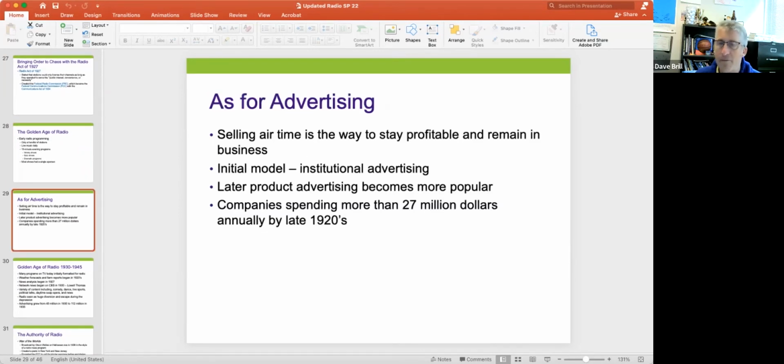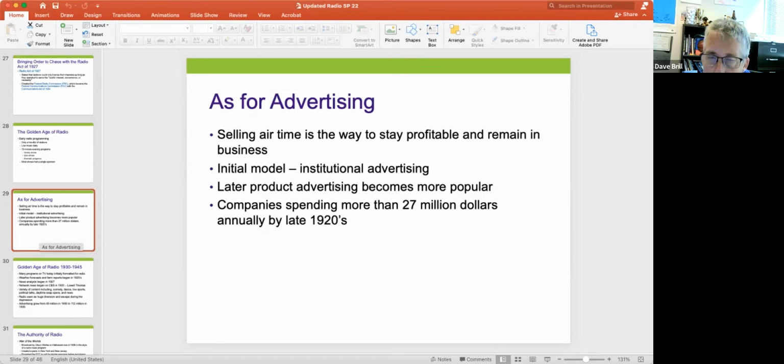All right. So as for advertising, selling airtime was the way to stay profitable and remain in business. So right away, there was this notion that if you sold advertising, that brought in money, which kept the lights on, which made you profitable, right? And that's something that's been in place forever. Radio was the first to really establish it. Television then, of course, does it. And now, in the digital realm, the number of clicks is what is driving the financial needle.